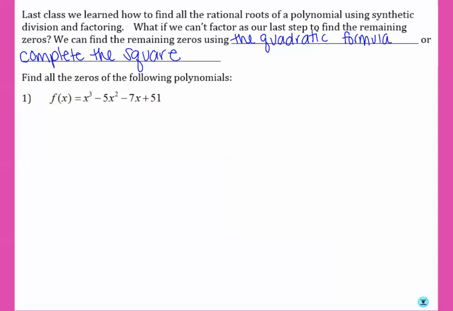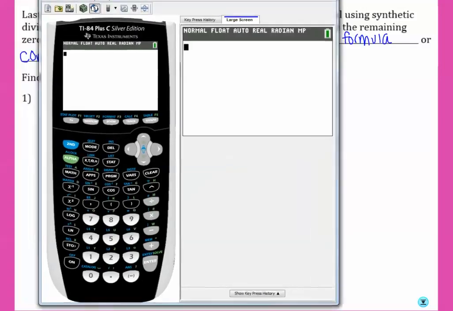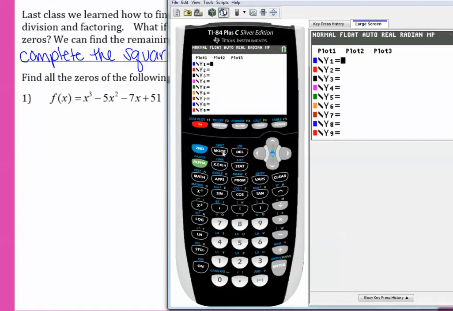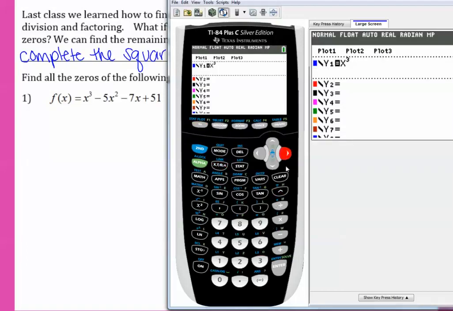look at the graph. So we're going to go to our calculator, or you can use desmos.com/calculator. Go to y equals, and put in our equation. So x cubed minus 5x squared minus 7x plus 51. And we're going to graph it.